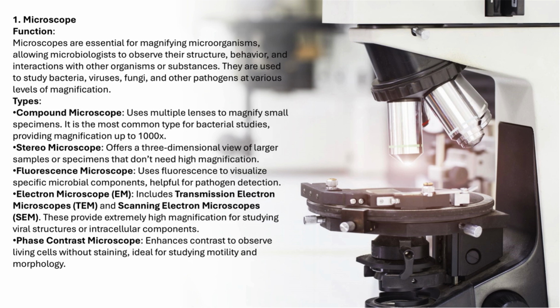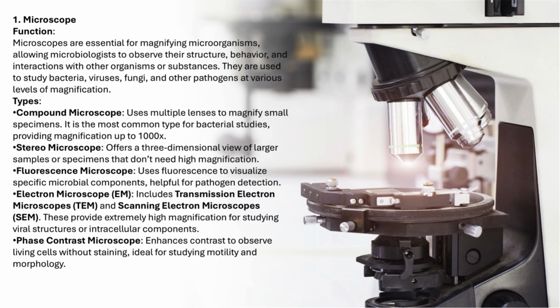Stereo microscope. This type is great for larger samples that don't require super high magnification. It provides a 3D view, which is ideal for observing larger organisms or objects like fungal colonies or insect specimens at lower magnifications.